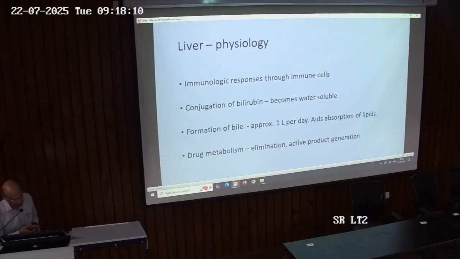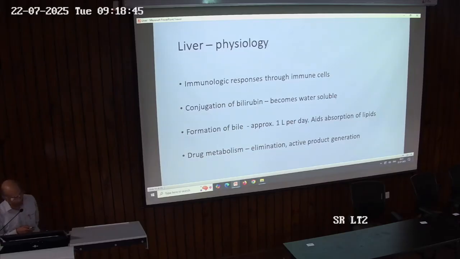Then there are immunological functions through the reticuloendothelial cells contained in the liver. What are they? What are the RE cells in the liver known as? Kupffer cells. So there are immunological functions which the liver subserves. Conjugation of bilirubin. The bilirubin which is released in the catabolism of heme is brought to the liver, where it is converted into a water soluble state by conjugation and is excreted out.